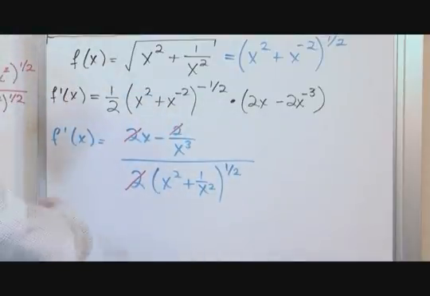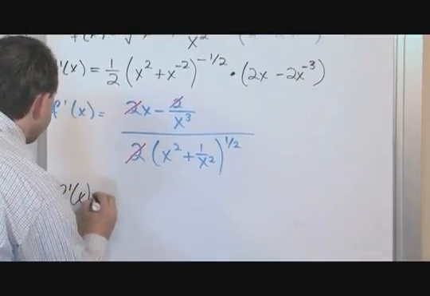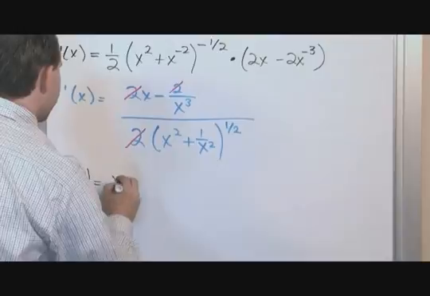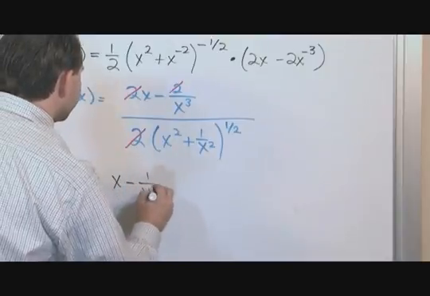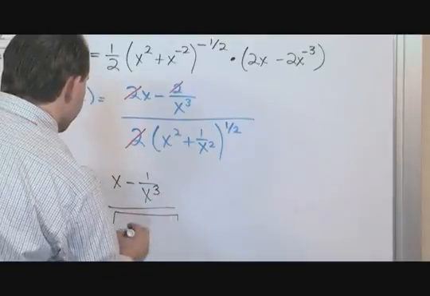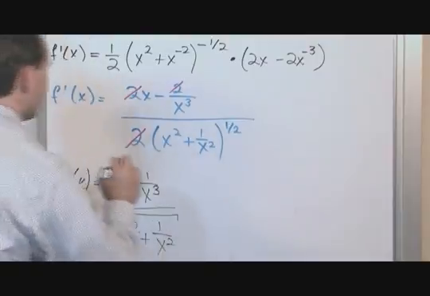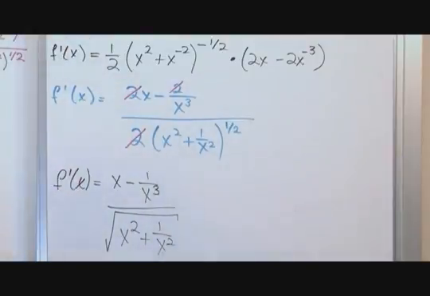So ultimately, putting it in final form, the derivative is x minus 1 over x cubed on the top over the square root of x squared plus 1 over x squared.